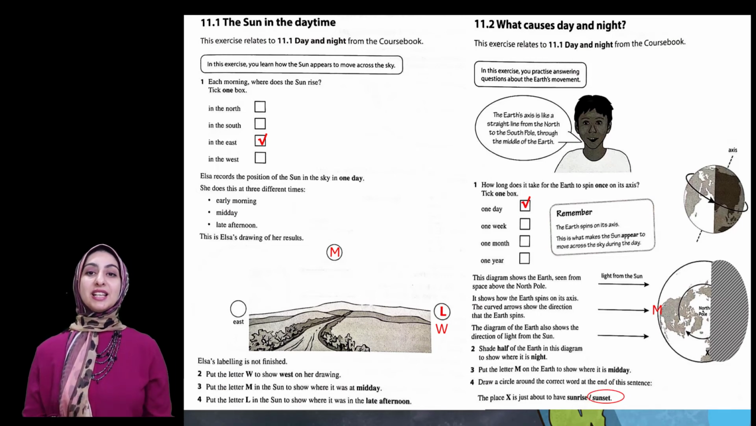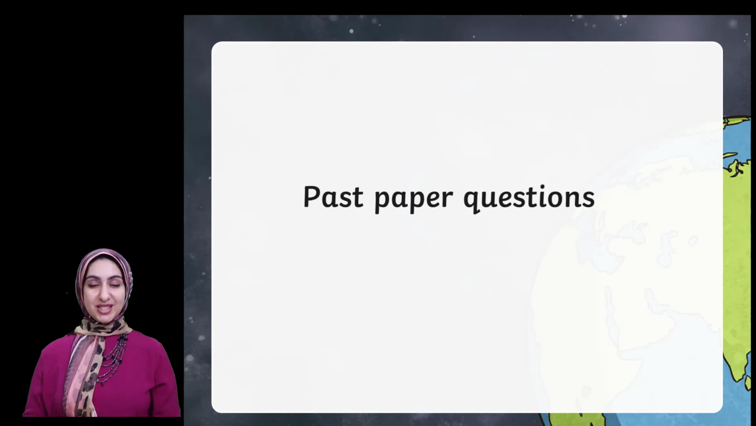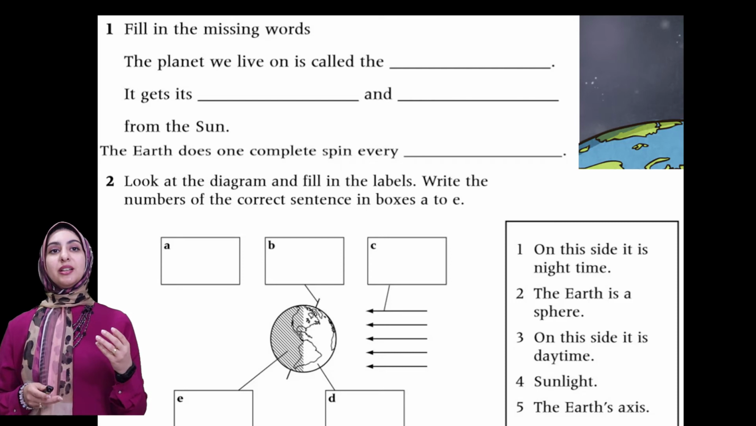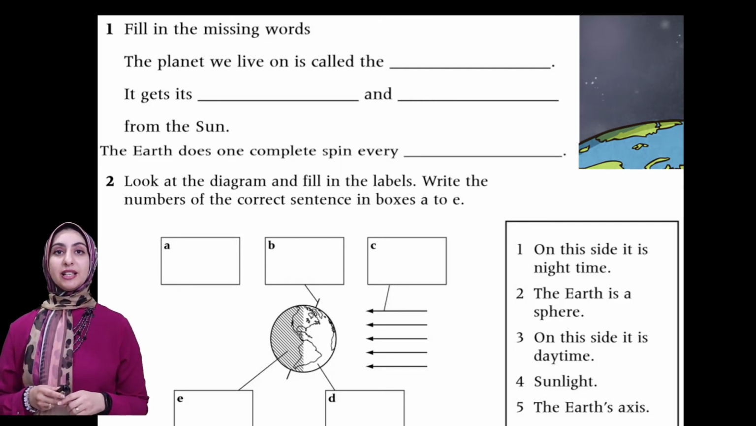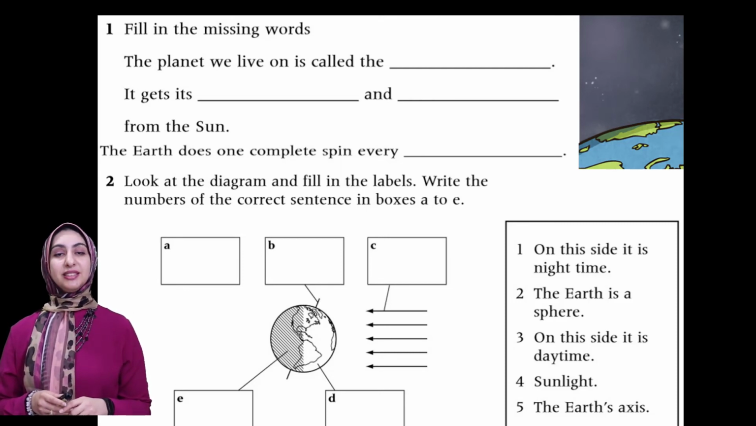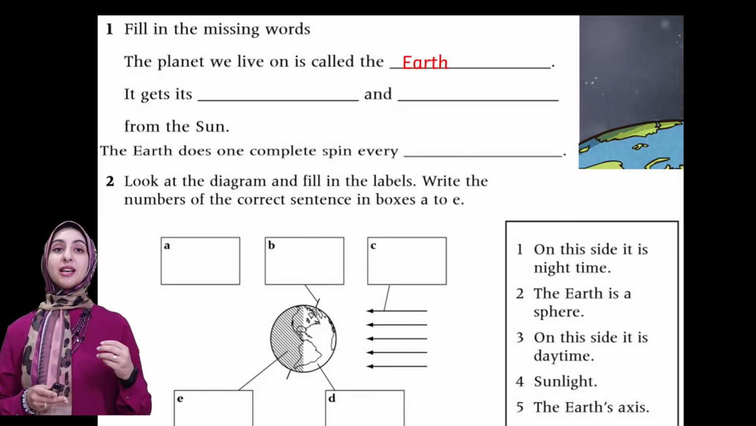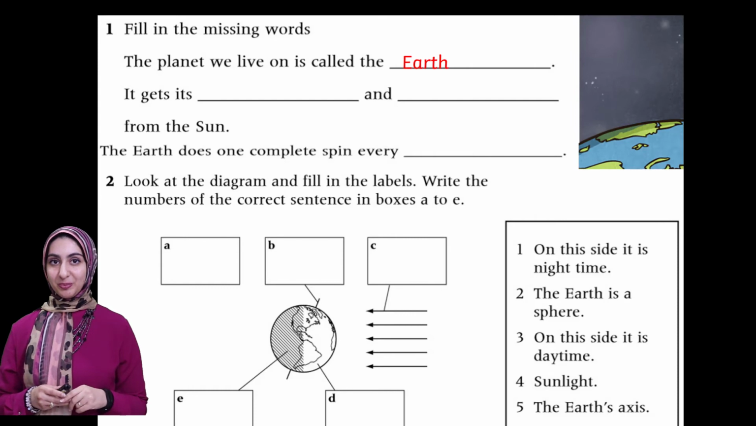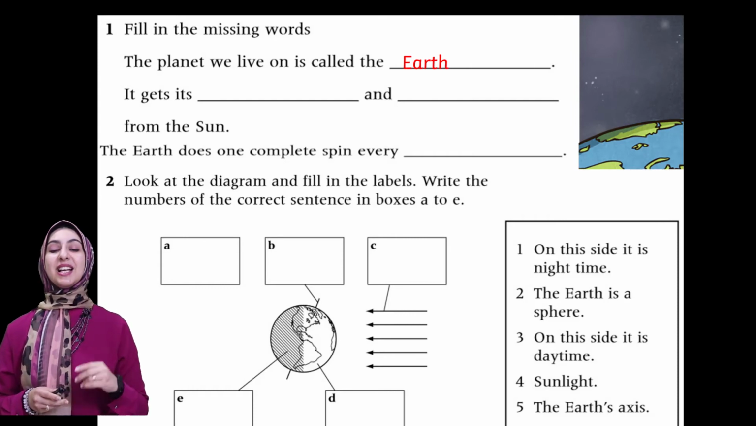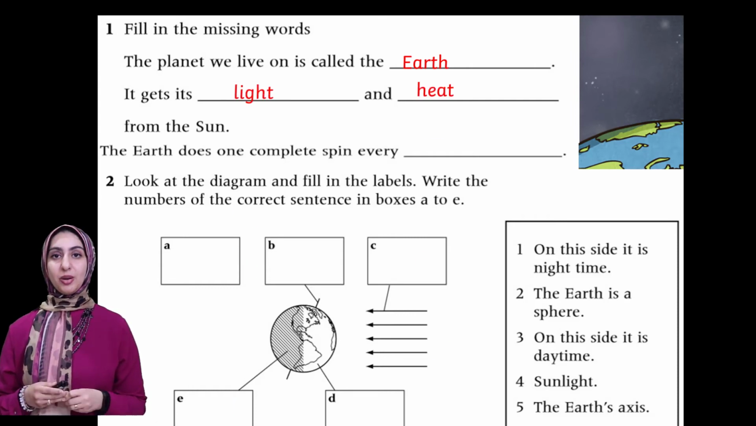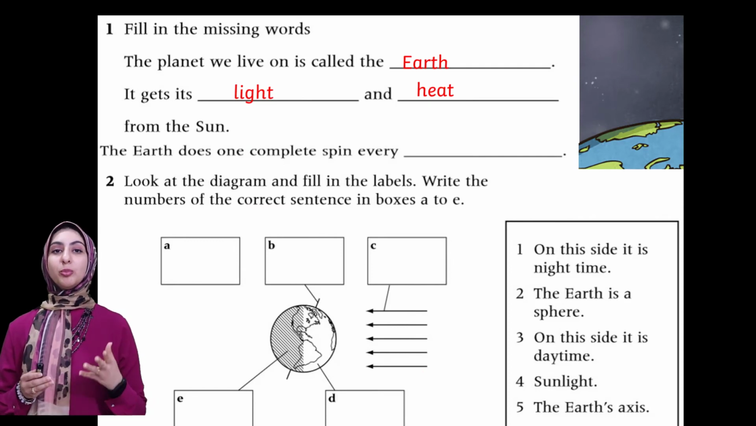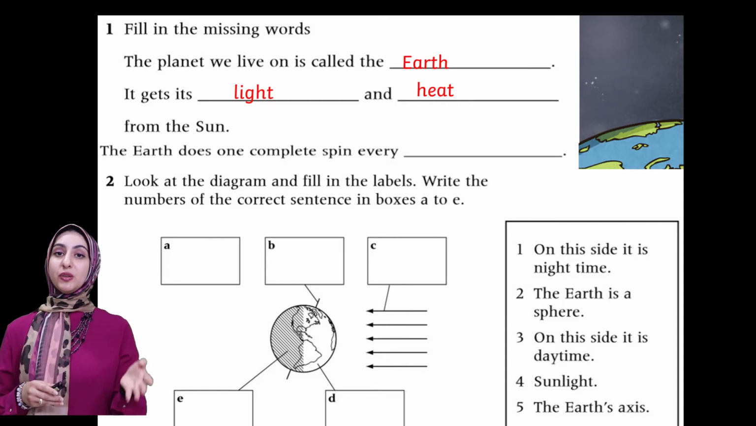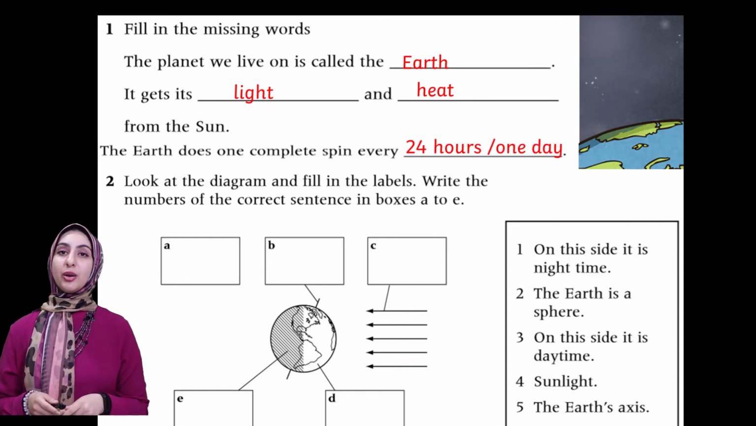Okay, let's check some past paper questions. Question number 1. Fill in the missing words. The planet we live on is called the... Yes, the Earth. It gets its what and what from the sun? Yes, light and heat. Okay, the Earth does one complete spin every... Yes, you can write every day or every 24 hours.